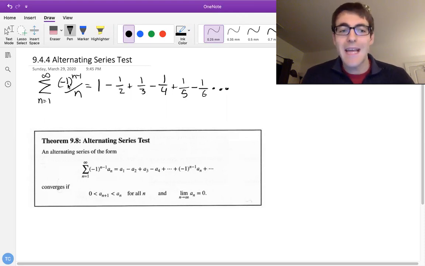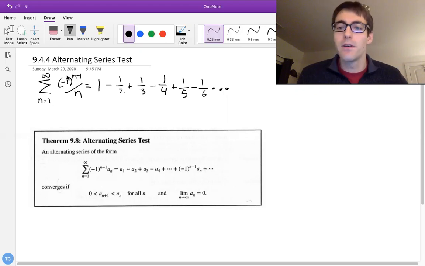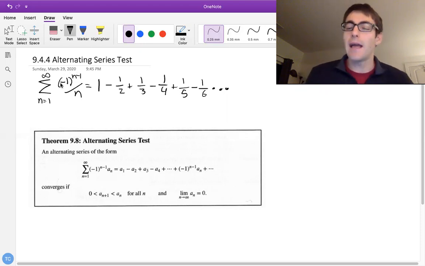So because we have this -1 to the n minus 1, which certainly looks confusing, but if you think about what happens when you plug in different integers, when you plug in 1, the exponent is even, therefore this whole thing is going to be positive. If you plug in 2, then the exponent is 1, this is negative, and this is going to flip back and forth between being positive and negative.